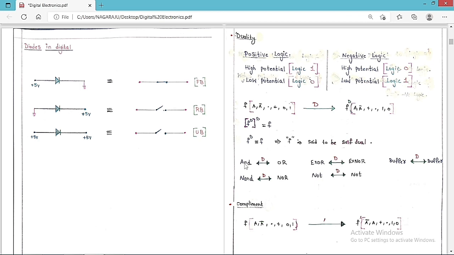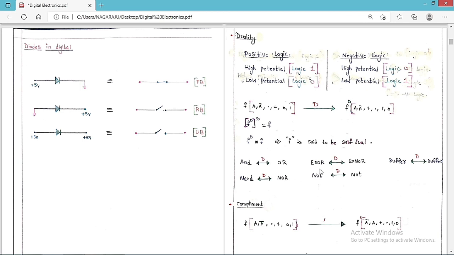AND gate means A dot B. If you apply duality, you are going to get A or B, which is the OR gate. And for the NAND gate, I already told you, NAND gate means (A dot B) whole bar. If you apply duality, you are going to get (A plus B) whole bar, which is called the NOR gate. So we are going to get this.